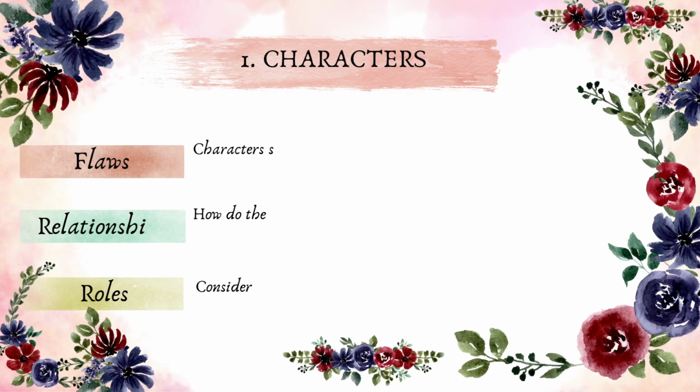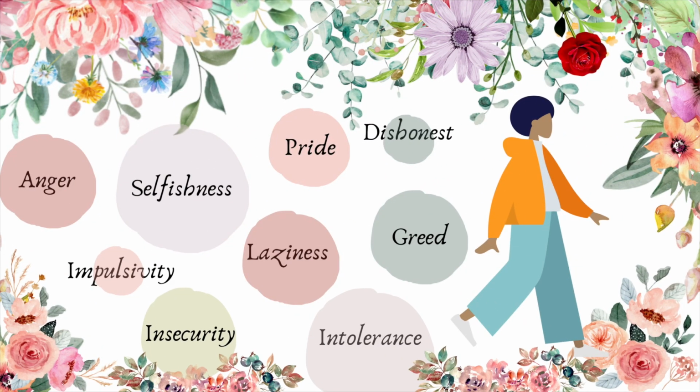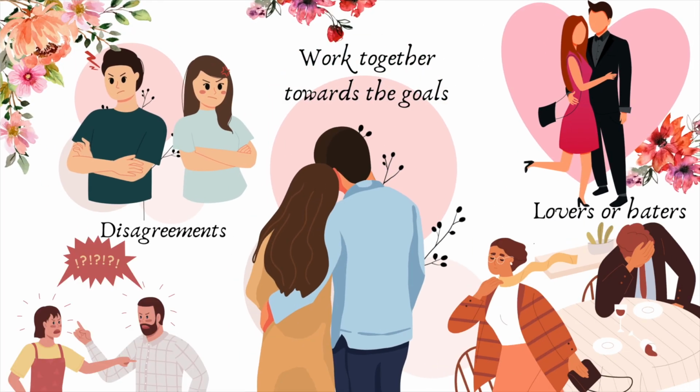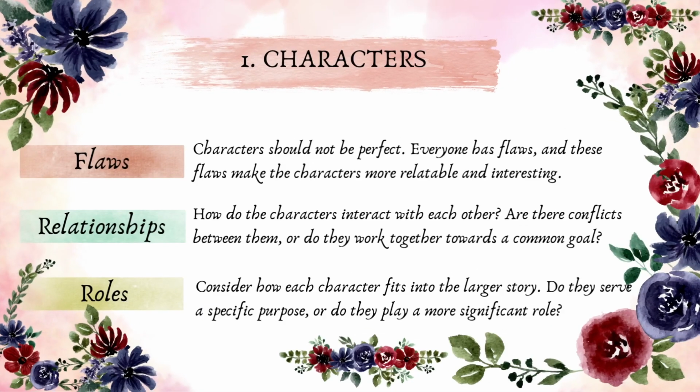Flaws. Nobody is perfect, and thus be true. People should be flawed. Everybody has weaknesses which add to their character's relatability and intrigue. Moving forward to our next point, relationships. What sort of interactions are there between the characters? Do they cooperate to solve problems or do they have disagreements? Lastly, roles. Assess each character's place in the overall narrative while determining their role. Do they perform a certain function or do they have a more important function?